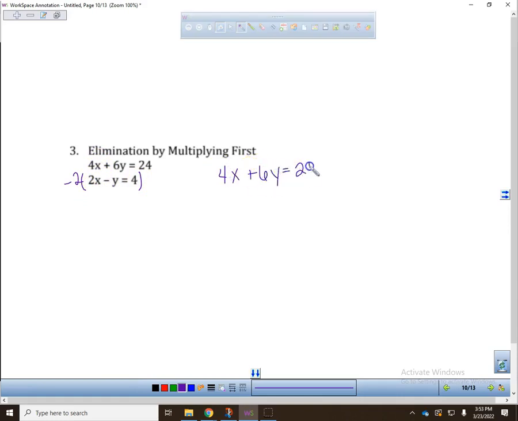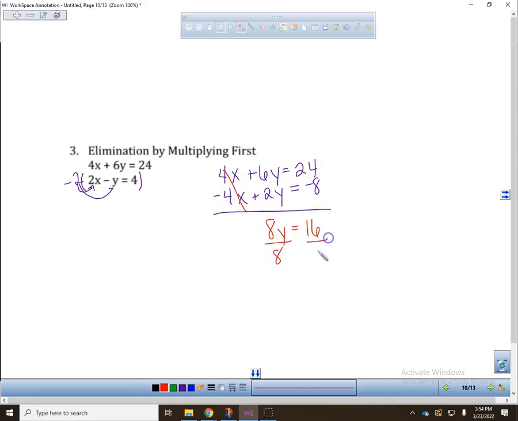So my first equation is not changing. My second equation, I'm going to distribute a -2. -2 times -1y is positive 2y. -2 times 4 is -8. So now I'm going to combine in columns here. So 4x minus 4x, those cancel. 6y and 2y give me 8y. 24 minus 8 gives me 16.